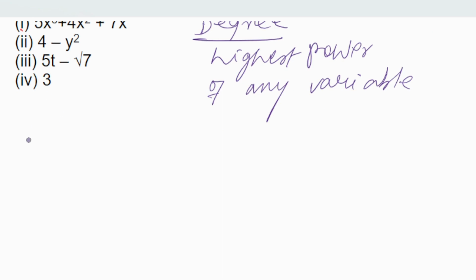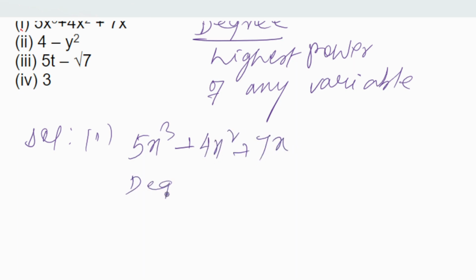Okay, so solution 1. Degree of 5x cube plus 4x square plus 7x. Let me write the question again. The highest power of the variable x here is 3, so the degree here is 3.